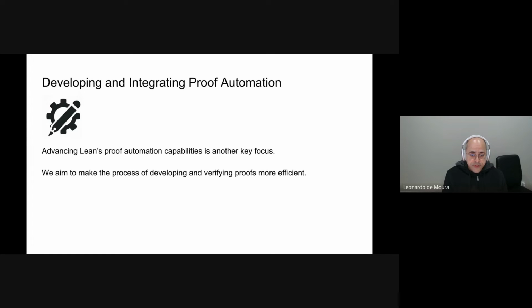Developing and integrating proof automation is essential. We realize that many groups are developing proof automation for Lean, and we want to support that. And making sure the standard library is working really well with all the proof automation that's being developed.